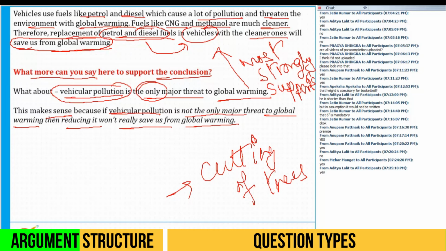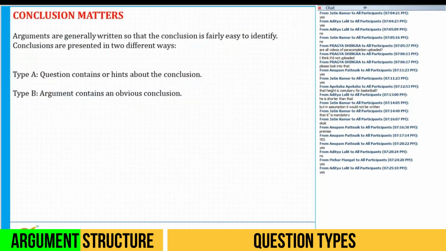So this is the basic structure. This is what you'll find in the majority of cases. This is how premises will be presented to you. This is how conclusions are going to be presented to you. So I told you that conclusions will matter. Everything is based on the conclusion. Normally, in the majority of cases, arguments would be written in such a manner that the conclusion is fairly easy to identify. You will have no difficulty in finding out what the conclusion is because they will generally present conclusions in two different ways.